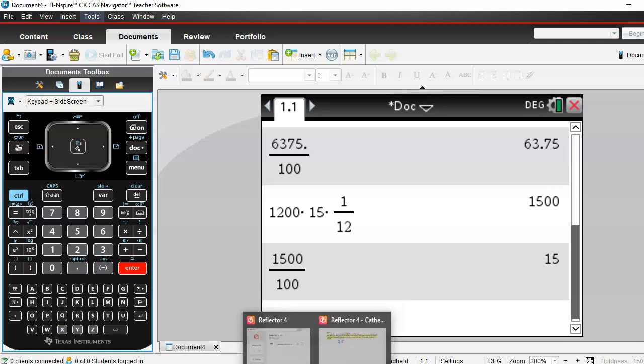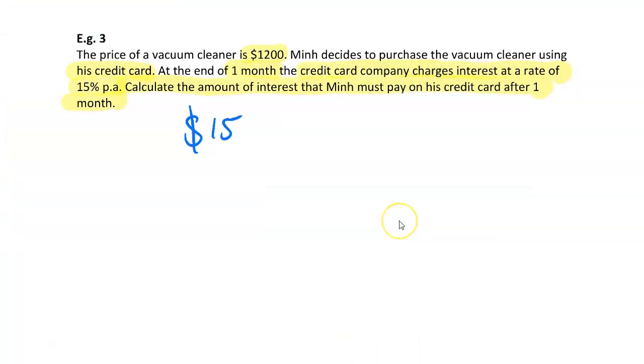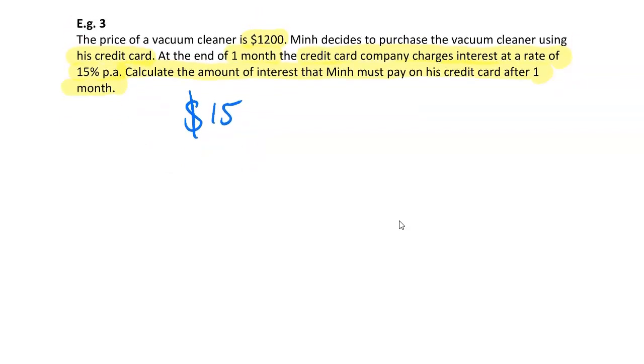Now, as I'm sure you may or may not know, simple interest isn't actually how the real world operates, but it's a nice way for us to work in maths to introduce the idea. So after this month, he'll start incurring a lot more interest. So yes, that's the amount of interest that Min must pay on his credit card after 1 month, $15.